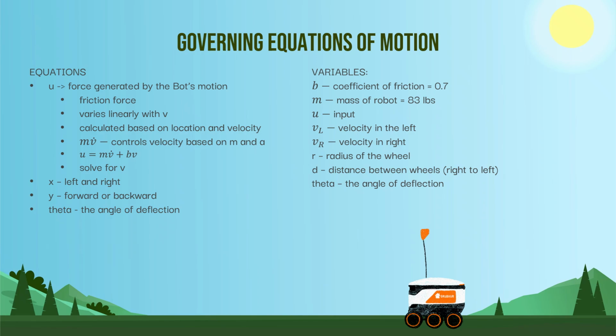Furthermore, the location input can be decomposed into x, y, and theta, where x is left and right with respect to the robot, y is forward and backwards with respect to the robot, and theta is the angle of deflection between the motion of the robot and north as defined by the E and U frame. All of the variables and components to be analyzed within the robot's equation of motion are shown.